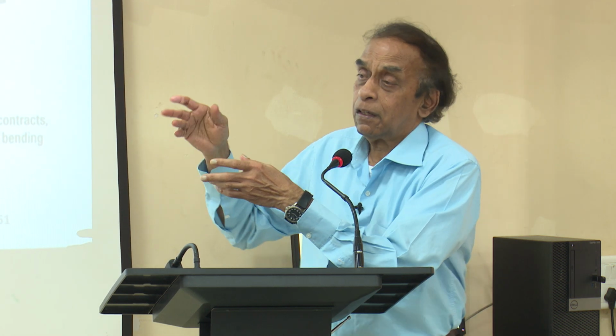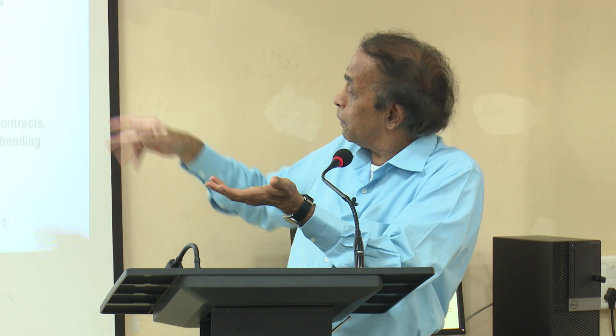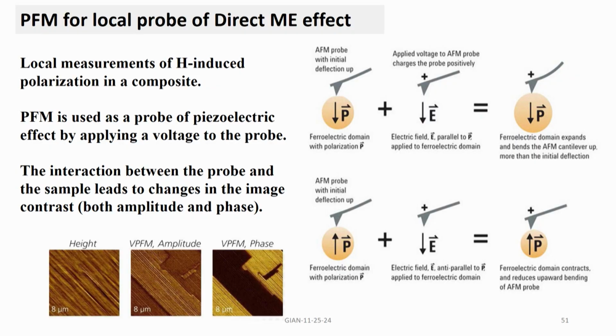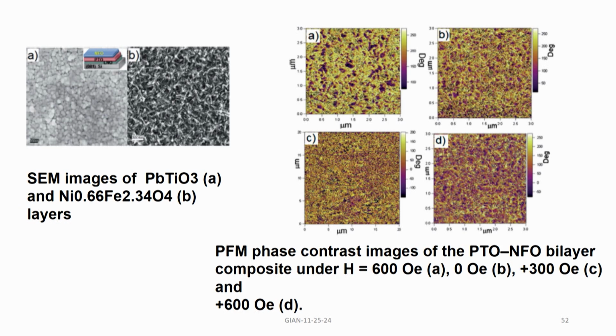Or otherwise, you can look at the ferroelectric domains using PFM. Then you apply a magnetic field, and you will see a change in the PFM amplitude and phase. That is shown in this picture. These are PFM patterns, and there is a typo here. A should be minus 600 Oersted. B is, there is no magnetic field. C is under plus 300, and D is under plus 600.